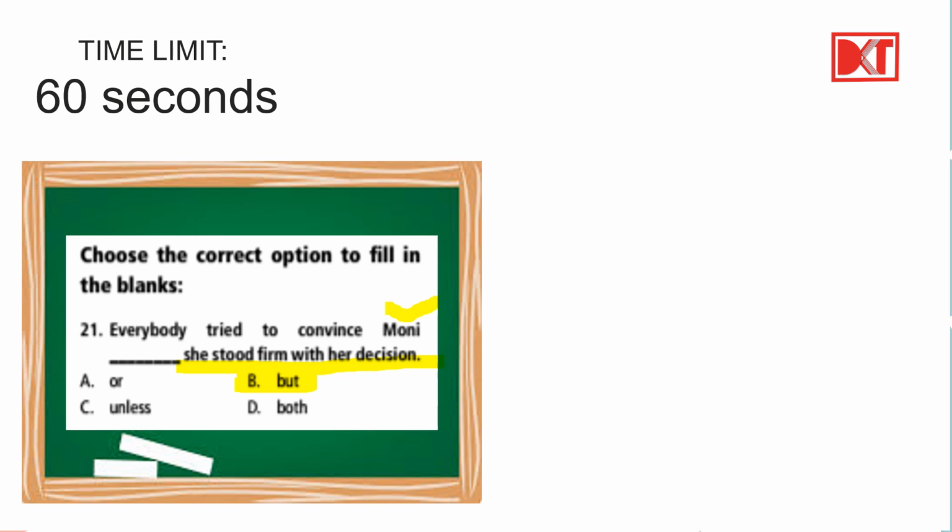All right. Then the others: or is used for a choice, unless is used for a condition, like unless something happens. Then both is used to join two equal parts when we are agreeing with both. Okay.